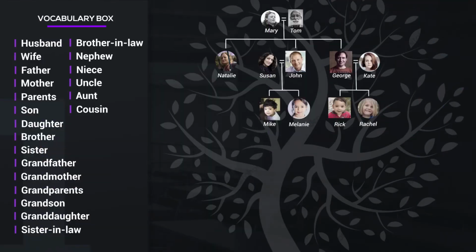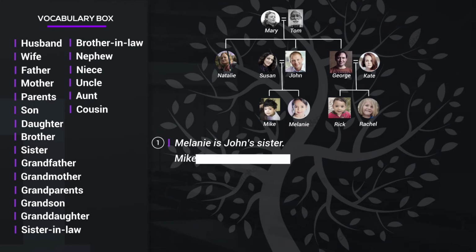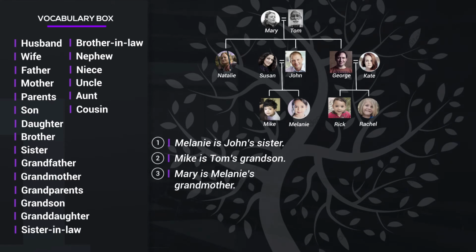Okay, now let's go over the answers. Number 1. Melanie is John's sister. Number 2. Mike is Tom's grandson. Number 3. Mary is Melanie's grandmother. Number 4. Natalie is Mike's aunt.